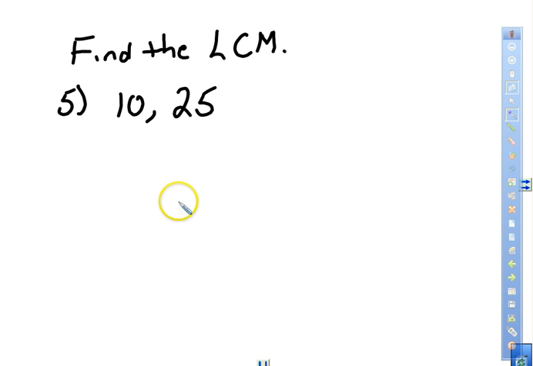Finding the LCM, the least common multiple. Go ahead and solve this.